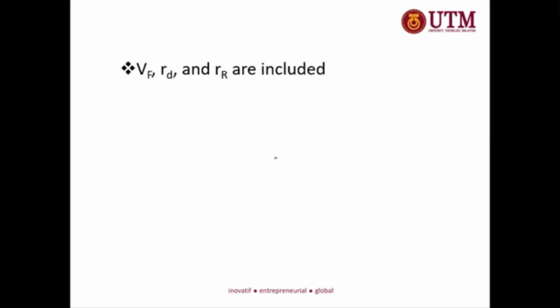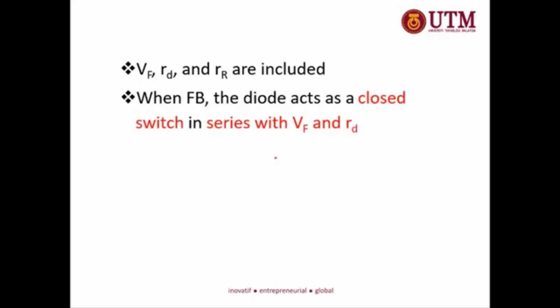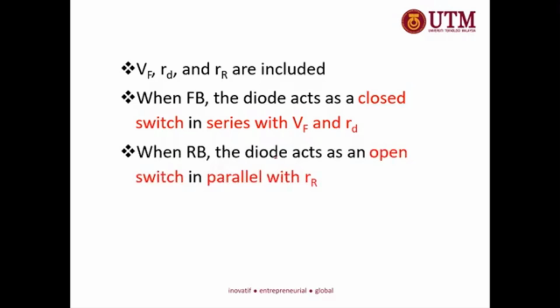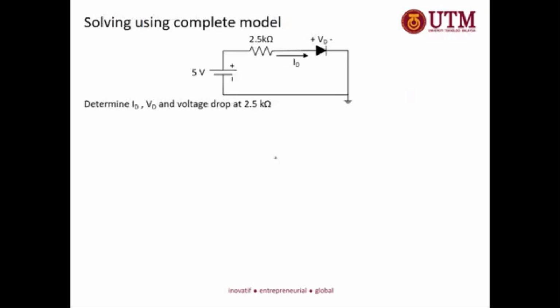So in the complete model, VF, the knee voltage, RD, the on state AC resistance or dynamic resistance, and RR, the reverse resistance, are included. So when forward bias, the diode acts as a closed switch in series with VF and RD. When reverse bias, the diode acts as an open circuit in parallel with RR. So next we solve using the complete model.